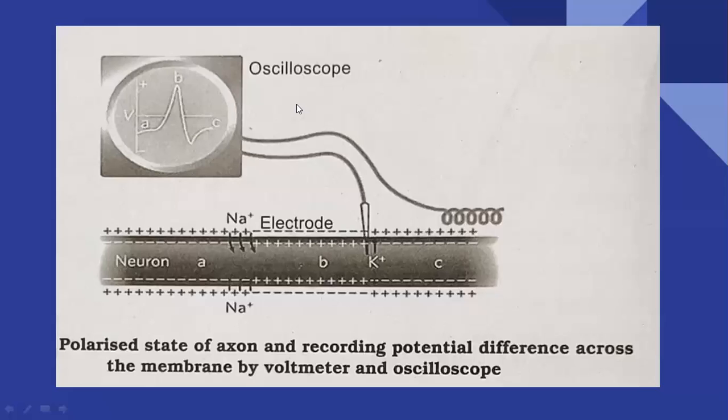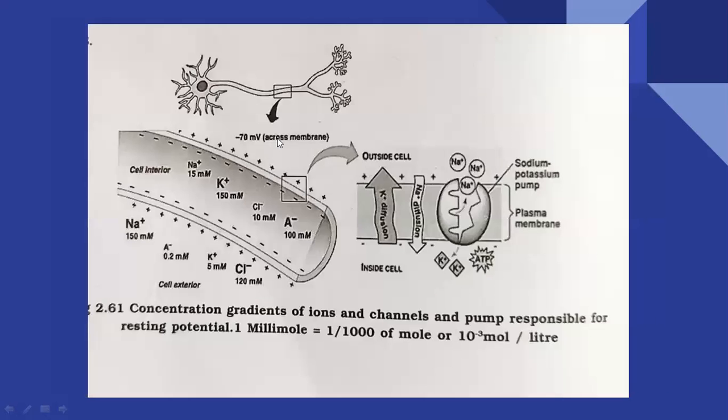How the ECG machine shows us the functioning of the heart, in the same way this oscilloscope helps us to know the wave formations. By showing the wave formations, we can understand how this action potential is generating and how it is propagating or transmitting from one place to another place. So two things can be used to measure these potential differences inside the neuron. One is the oscilloscope, another one is the voltmeter.